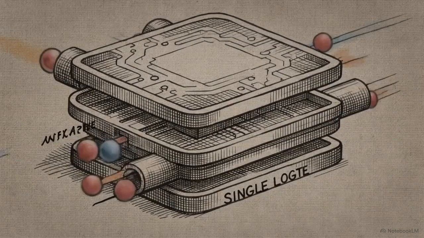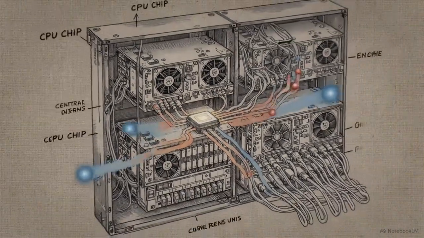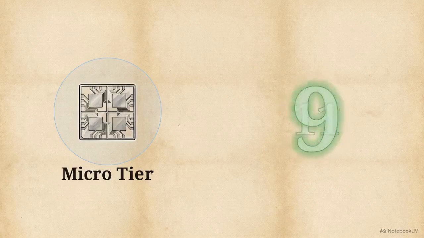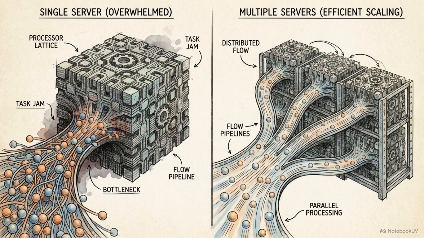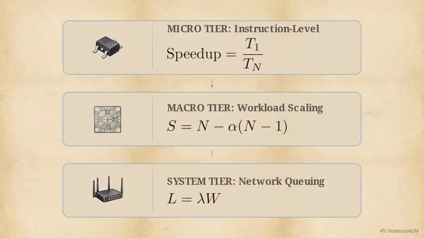Performance evaluation happens across 3 distinct layers. We start at the gate and move out to the global network. At the micro tier, speedup depends on an optimized sequential baseline, such as Horner's 9-operation model. At the macro tier, scaling software involves balancing Amdahl's serial bottlenecks against Gustafson's workload expansion. At the system tier, latency is a consequence of arrival rates and processing capacity, governed by Little's law. These 3 formulas provide the mathematical framework for measuring parallel systems from the processor level to the network edge.